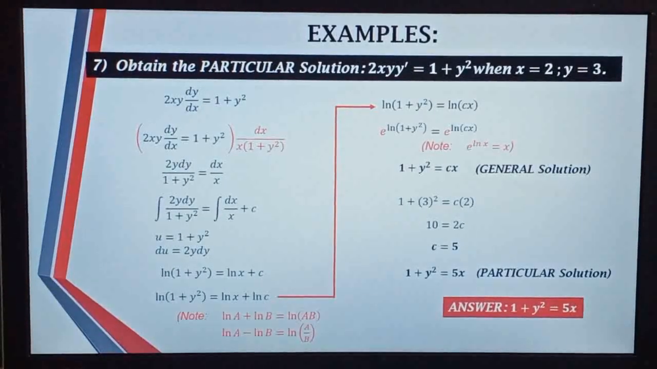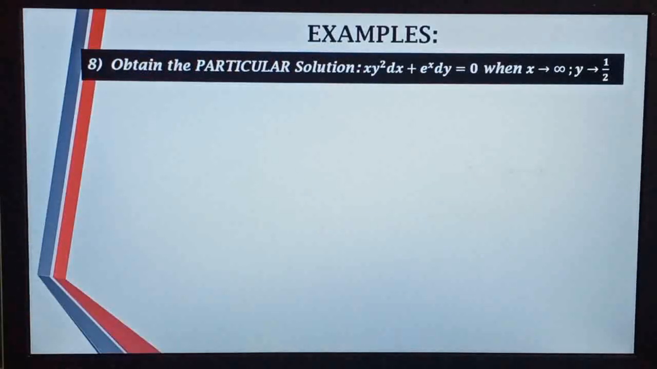Okay, next example. Example number 8: we have to obtain the particular solution wherein the given is xy squared dx plus e raised to x dy equated to 0, when the value of x is approaching infinity and y is approaching 1/2. So all we have to do is to separate the x and the y by simply dividing the whole equation by e raised to x and y squared.